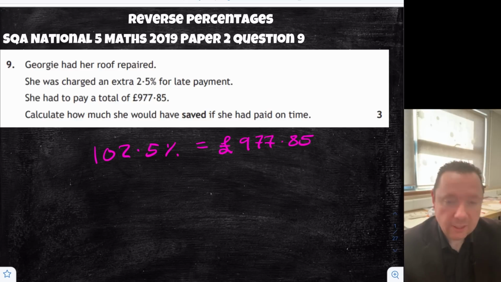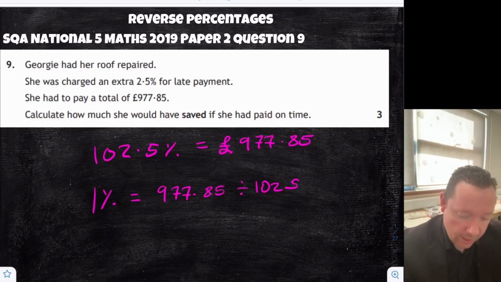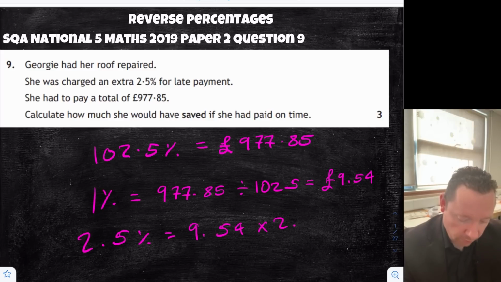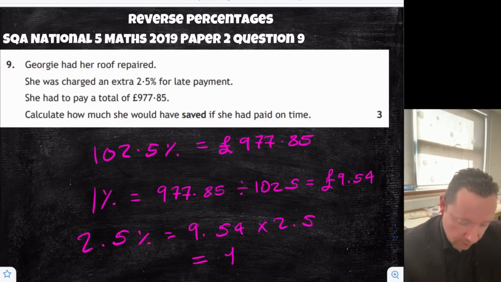Usually we go down to 1% and back up to 100 because usually we want to know how much it cost before, but this time we need to read the question. How much would she have saved? We just need to work out what 2.5% represents. So to work out 1%, we get our calculator out and do 977.85 divided by 102.5, and that gives us an answer of £9.54. And therefore 2.5% is what she paid, so I do 9.54 times 2.5, and that gives me a final answer of £23.85. So she would have saved £23.85.